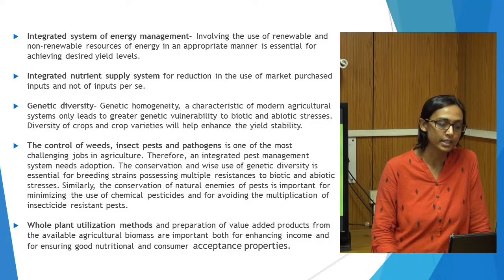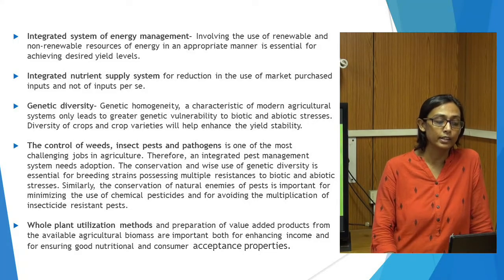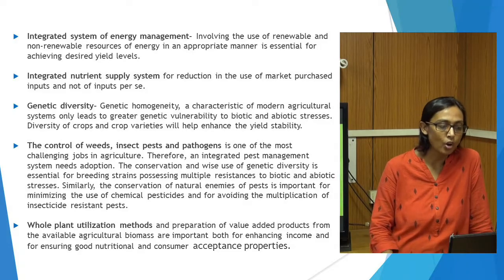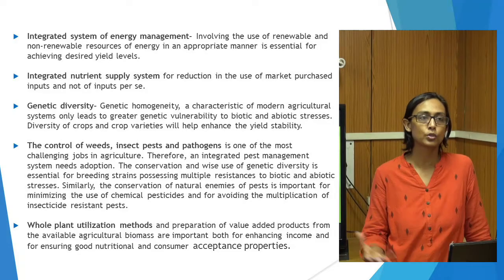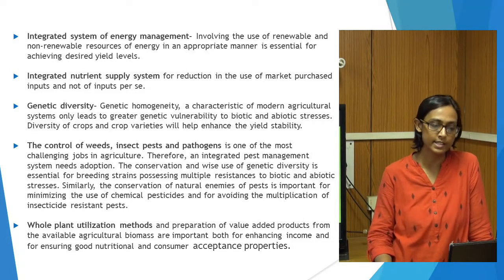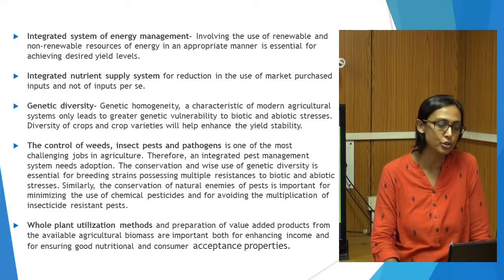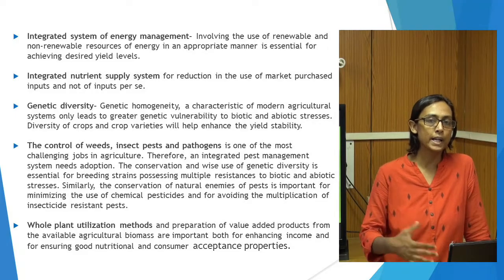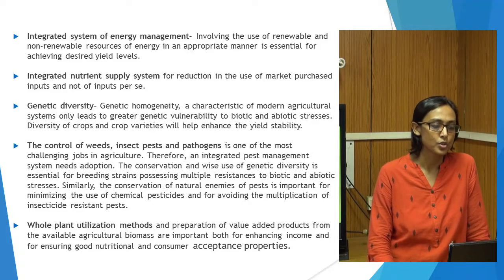Now, the next principle is an integrated nutrient supply system for reduction in the use of market-purchased inputs, and not in overall input. This means the total input needed is the same, but the dependency on market-purchased input should be reduced by recycling more and more waste on the farm.